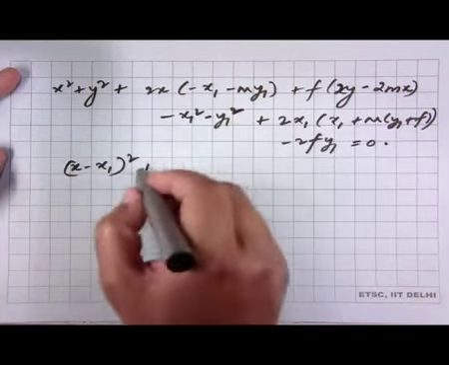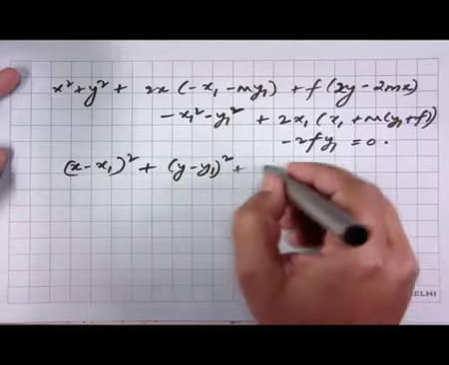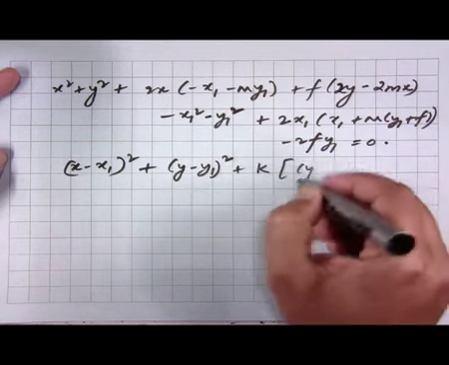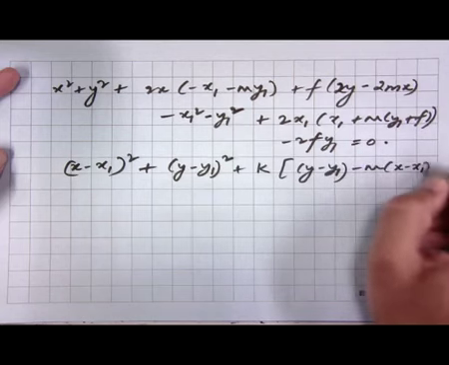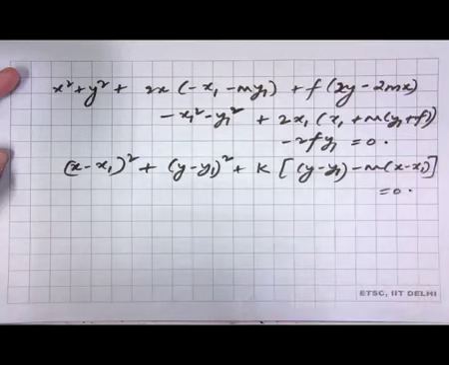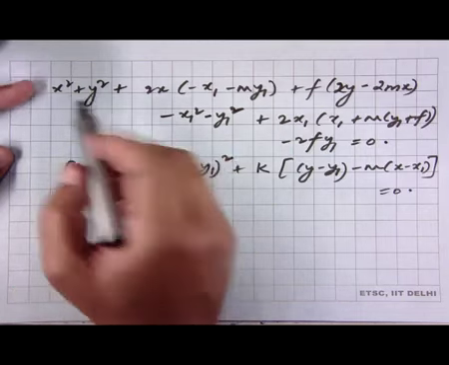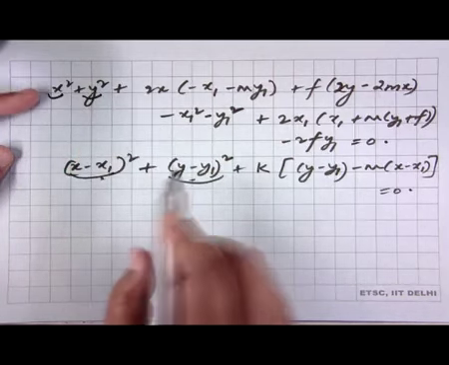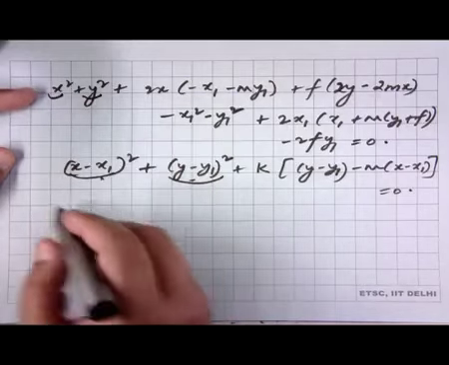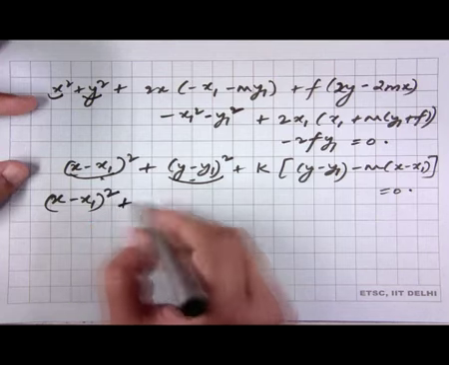x minus x1 whole square plus y minus y1 whole square plus k into y minus y1 minus m times x minus x1 equals 0. And it is not very difficult. I think what we just need to do is replace this x square and y square by introducing these two terms.